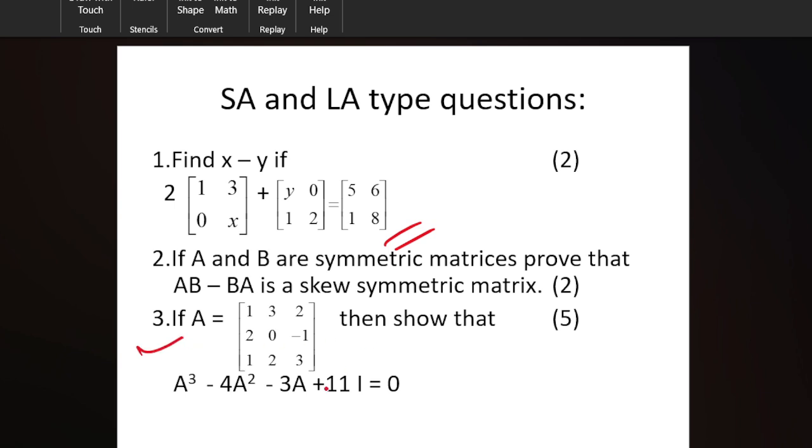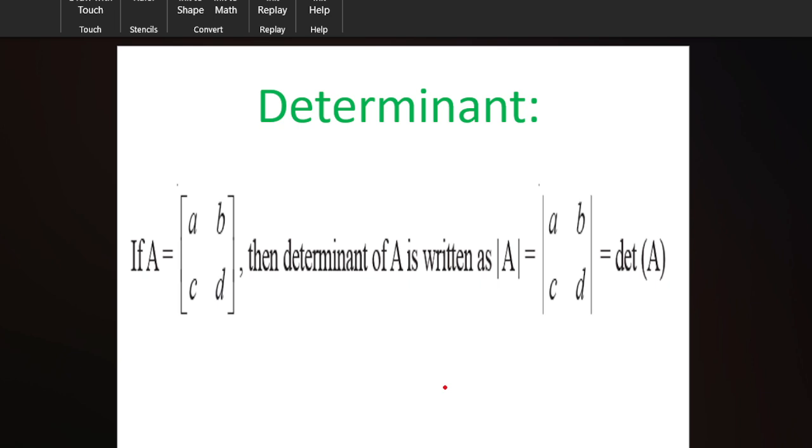Then if A equal to this, then show that A cube minus 4A square minus 3A plus 11I equal to 0. Matrix multiplication you can use. Okay, these are some questions given in the sample paper, so you can go through.